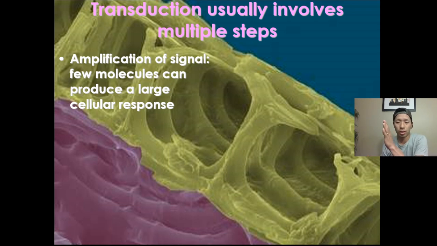You know, you don't just have one person talk to another person. You have like 20 people in a row, and they're all passing this message one from another to another to another, and so on. And so transduction has a lot of steps, which is a really good thing because it provides us with a couple opportunities. Number one is it actually provides you with an opportunity to amplify that signal.